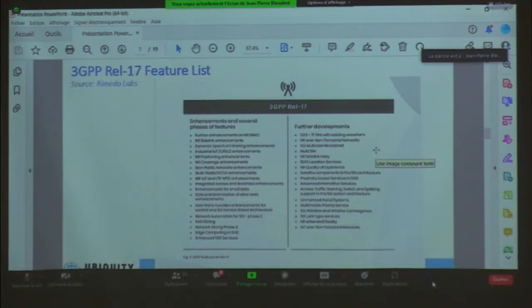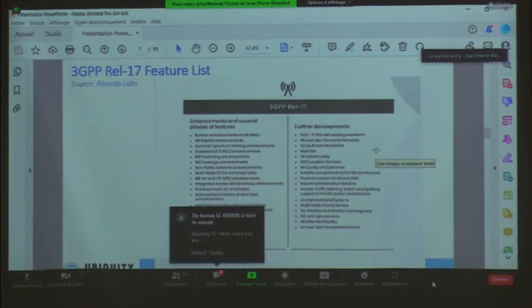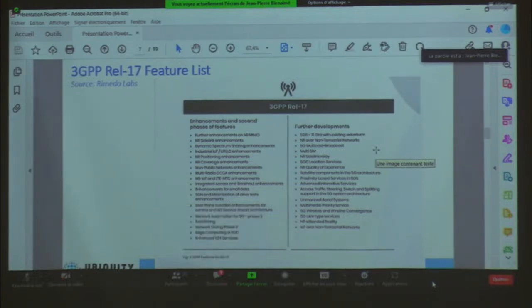I will not repeat all those features, but perhaps insist on further enhancements on new radio, MIMO, dynamic spectrum sharing, industrial IoT, NB-IoT, network automation for 5G phase 2, RAN slicing, network slicing phase 2, edge computing, enhanced V2X for vehicles, and non-terrestrial network, satellite, multicast broadcast, satellite components, and XR, extended reality. So this shows you that the verticals have definitely collaborated and participated in the standardization of this Release 17. And it's what has to be mentioned.